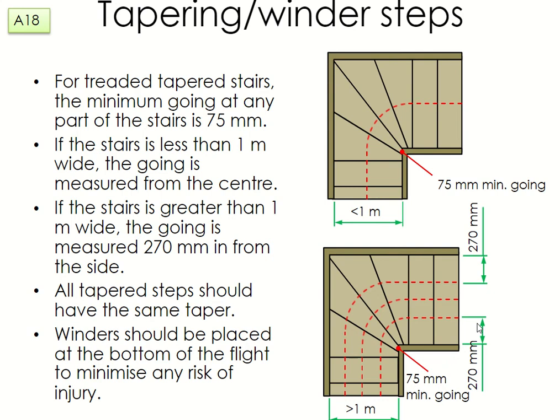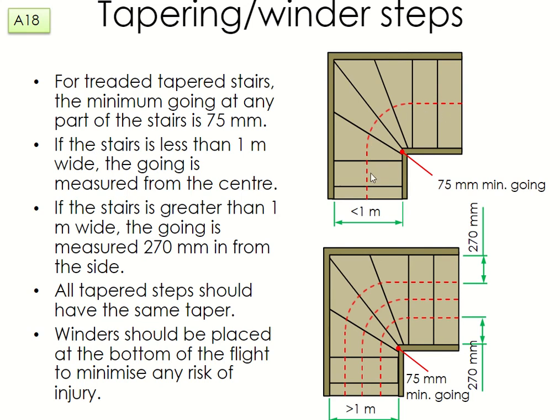Okay, page 118. So we're looking here at tapering and winder steps. This is basically a step that's going around a corner that doesn't need a landing area. For threaded tapered stairs, the minimum going at any part of the stairs is 75 millimeters. If the stairs is less than 1 meter wide, the going is measured from the center. You can see this red line that goes through it.